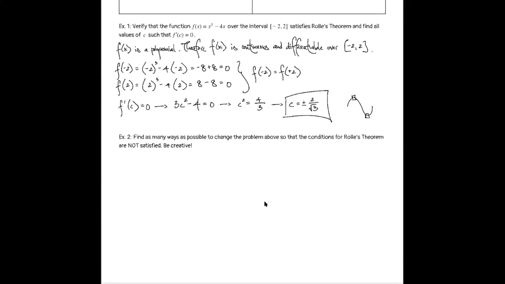So let's take no more than 5 minutes and think about this. All right. From the question above, what could be changed so that I can't solve? It doesn't even satisfy Rolle's theorem.